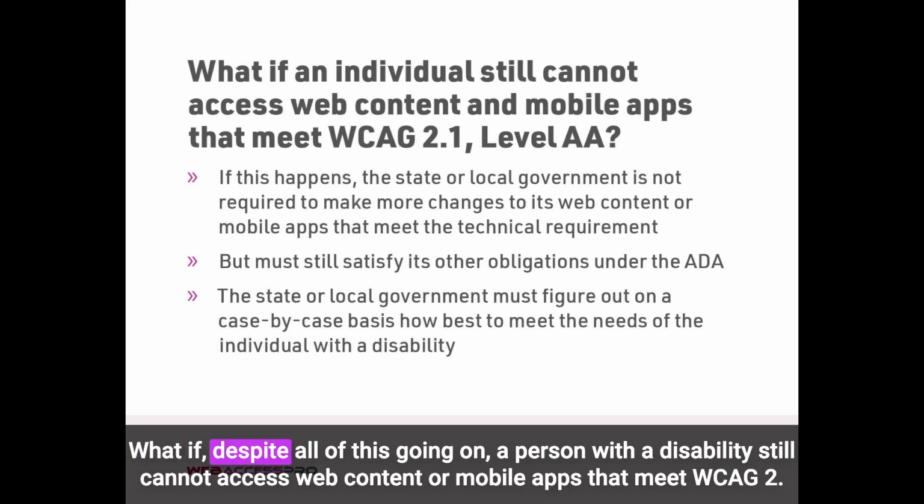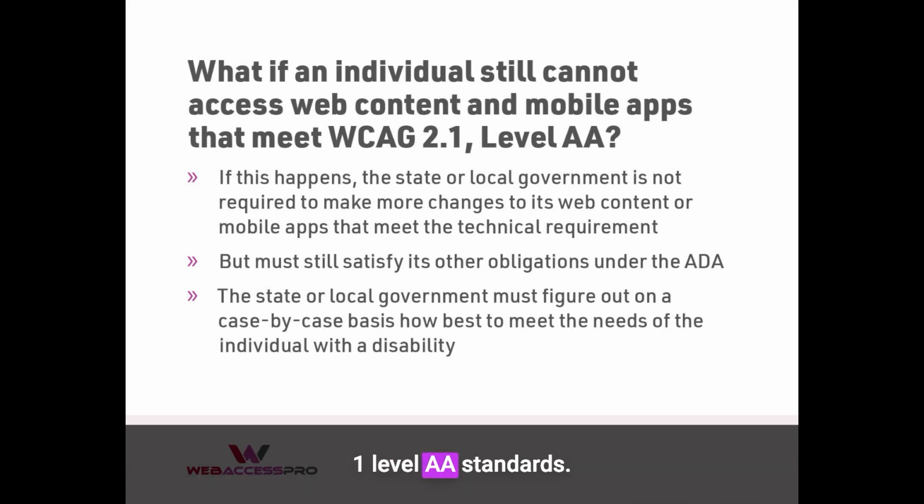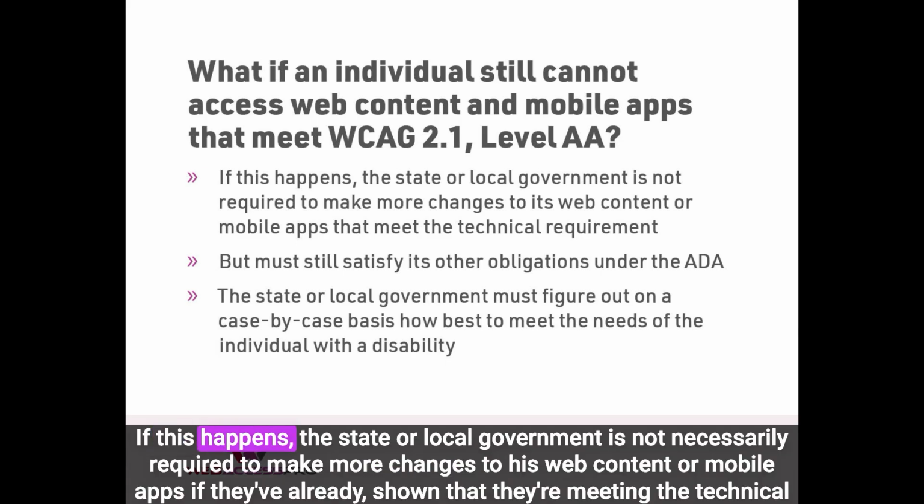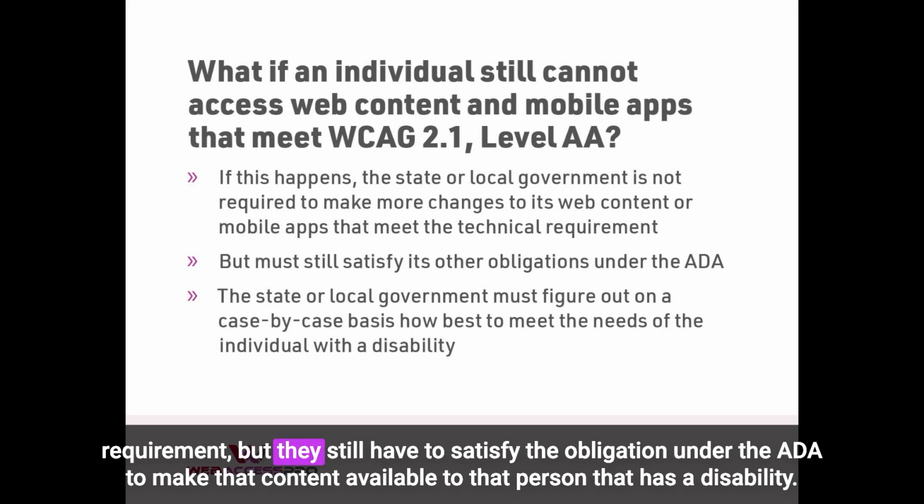What if, despite all of this going on, a person with a disability still cannot access web content or mobile apps that meet WCAG 2.1 Level AA standards? If this happens, the state or local government is not necessarily required to make more changes to its web content or mobile apps if they've already shown that they're meeting the technical requirement, but they still have to satisfy the obligation under the ADA to make that content available to that person that has a disability.